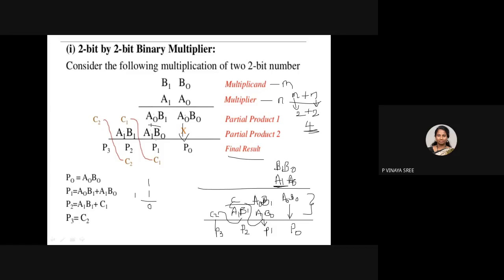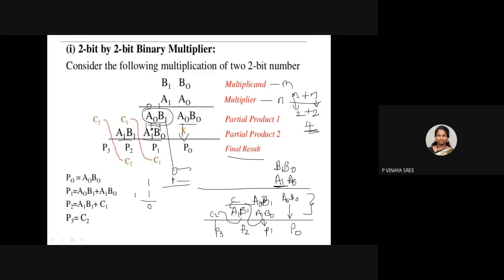Let me show in this case. This is 1, 2, 3, and 4. So we need to use 4 AND gates, and the output of each AND gate will be a single bit. So let us consider A0 as 0 and B1 as 1, so that the output from this is 0. And next, both are 1. The output from this will be 1. Why? Because there is an AND gate, so 1 into 1 will be 1.